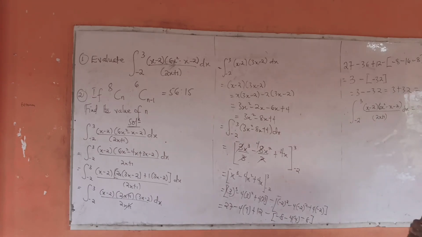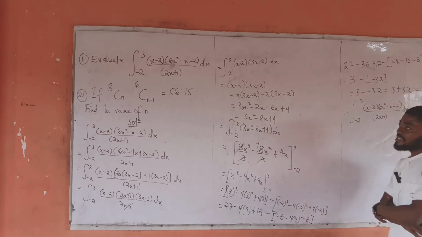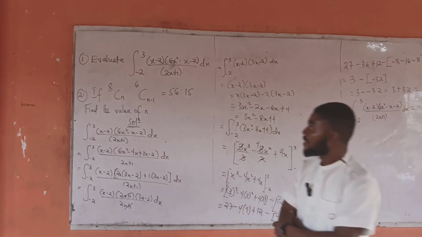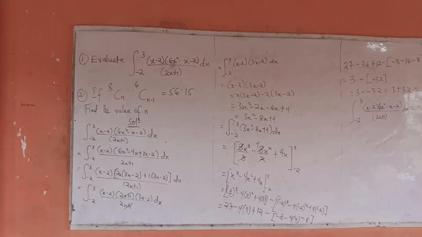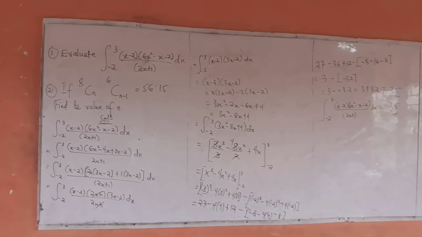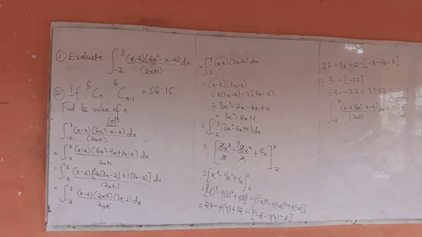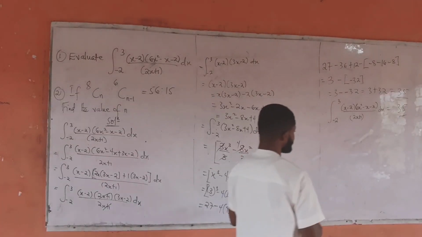So therefore, the integral from -2 to 3 of (6x² - x - 2) over (2x + 1) dx is equal to 35. So that is it for the first question. We move on to the second question quickly as well. You can see the 35 from here. Alright, so second question.